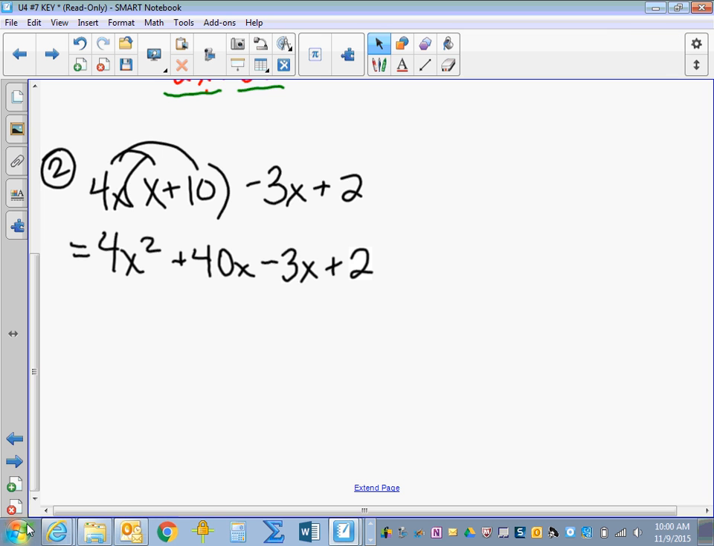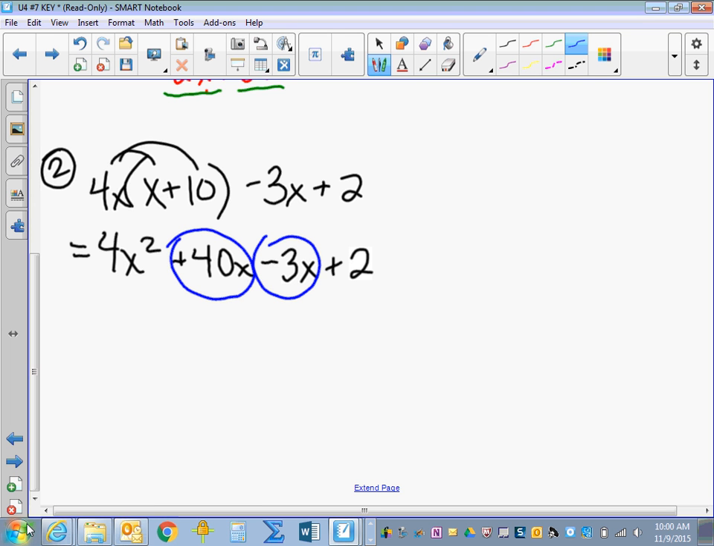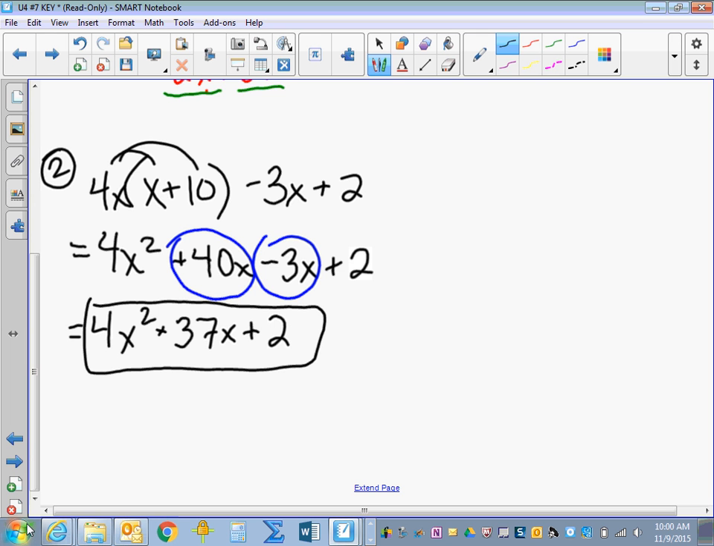All right, what can I combine together here? Naaman, what can I combine together here? Good, 40x and negative 3x. Again, we can't combine the x squared with it because it has an exponent. So 4x squared, 40x minus 3x is plus 37x, plus 2. These are all different terms, so this is my final answer here. Anybody get this one right? Good, very good. All right, any questions on the warm-up? All right, let's take a look at the homework then.